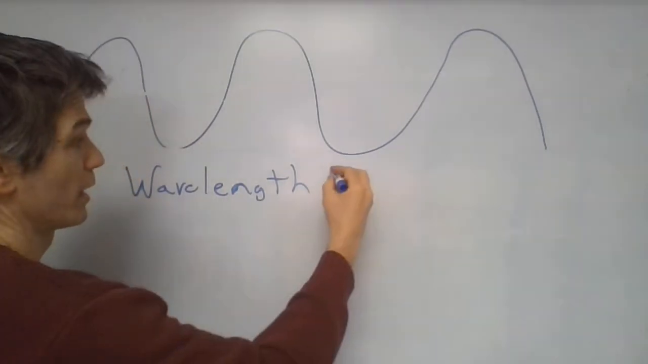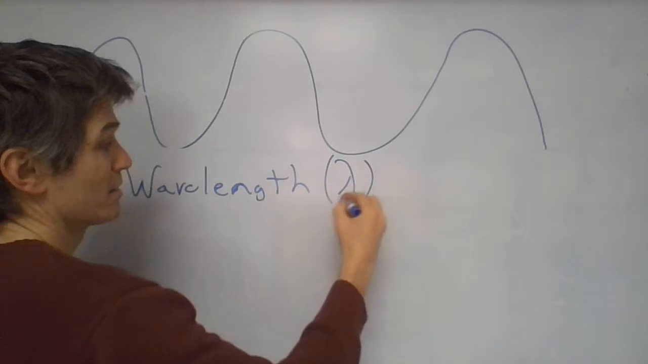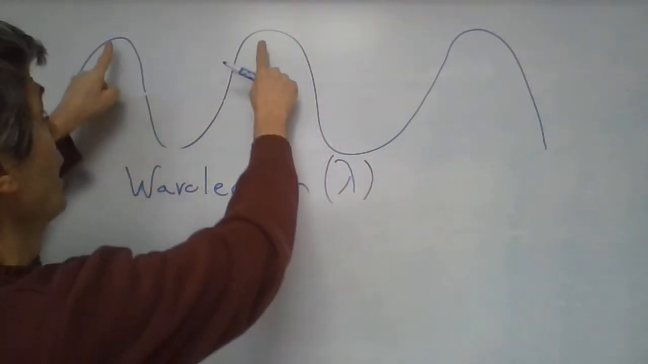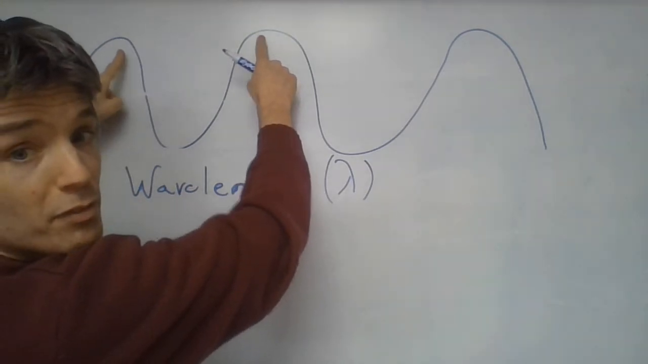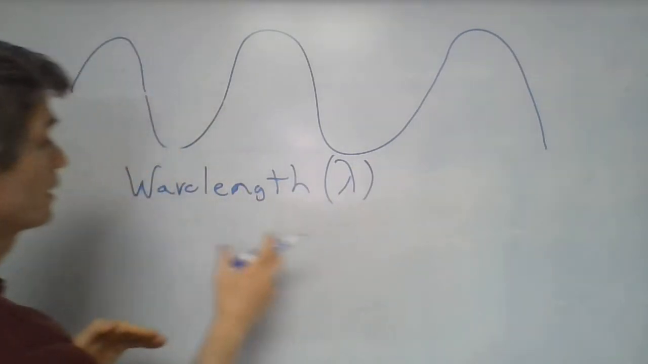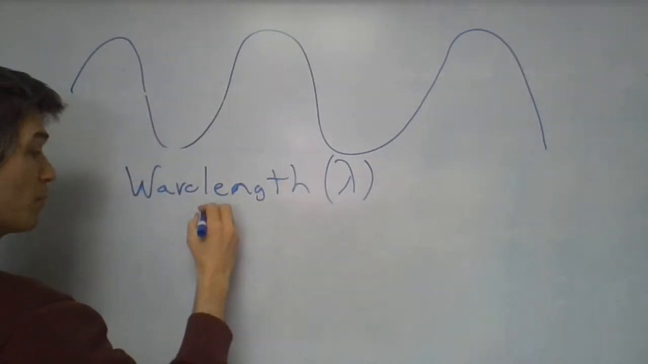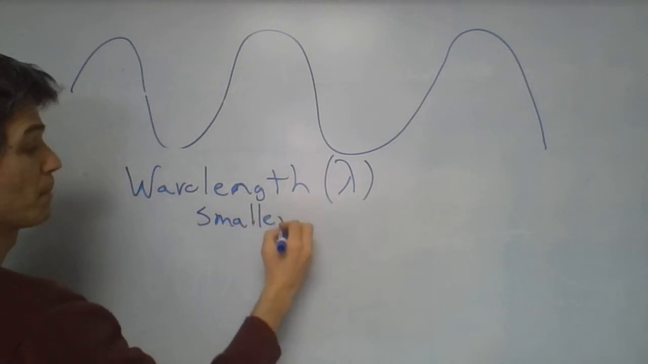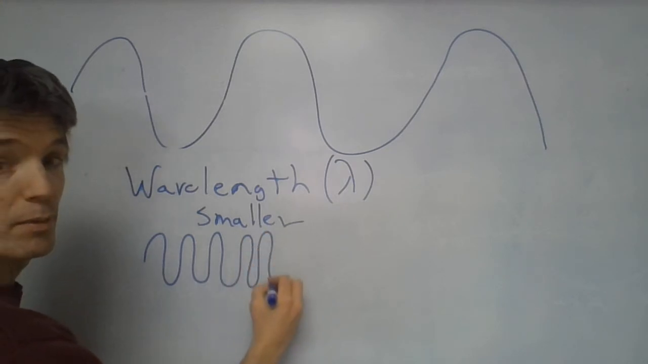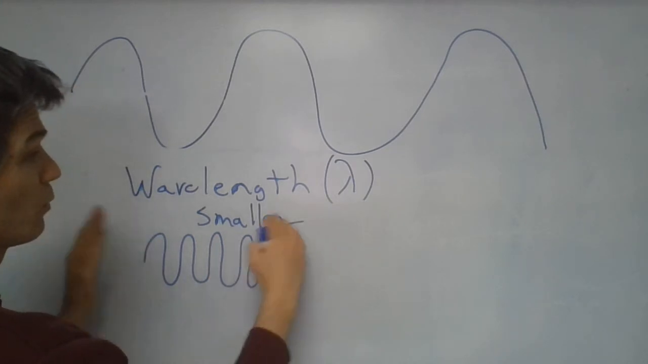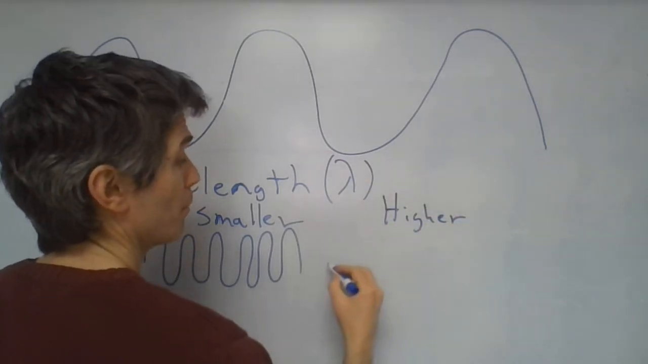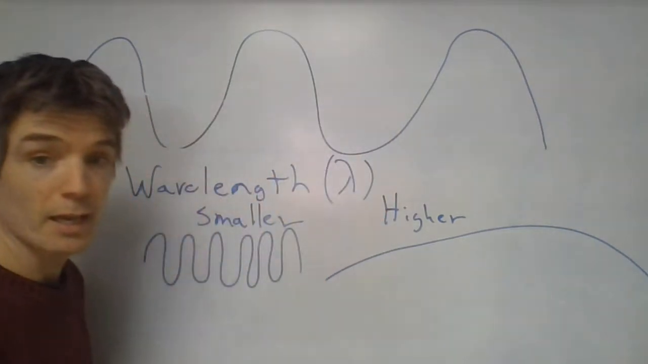Now, to vary the wavelength, symbol is lambda. That's the distance between identical points on two adjacent waves. I'm going to vary how close these bumps are to each other. I can make the wavelength smaller by bringing the crests or bringing these waves closer together. That would make the wavelength smaller. I would make it higher by, once again, spreading it out.